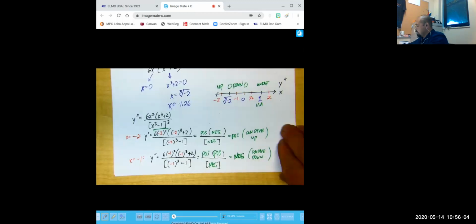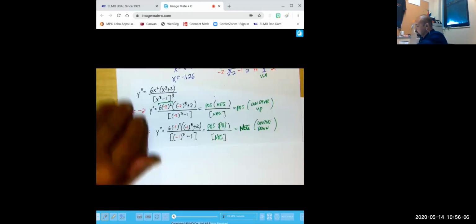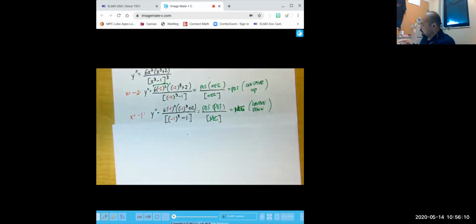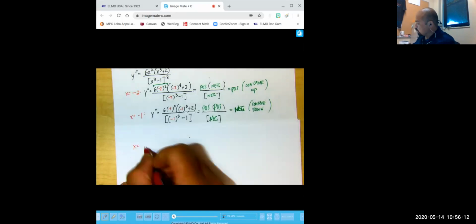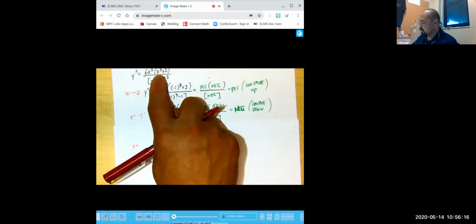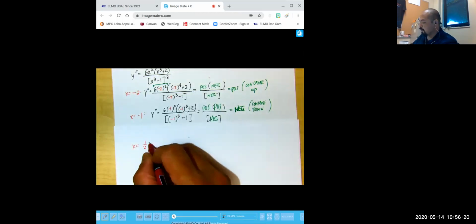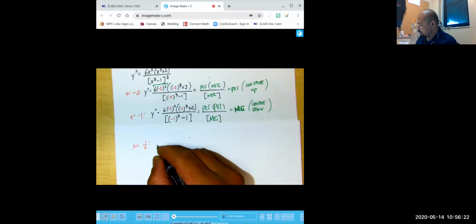Then finishing out these other values. At 0, we saw another place where our second derivative became 0. So we just have to check if we're going to change concavity at that point.